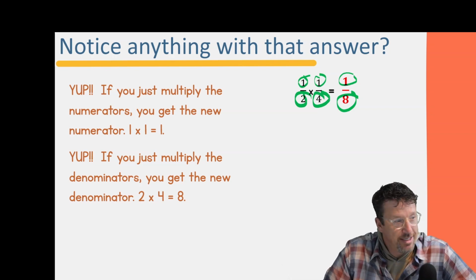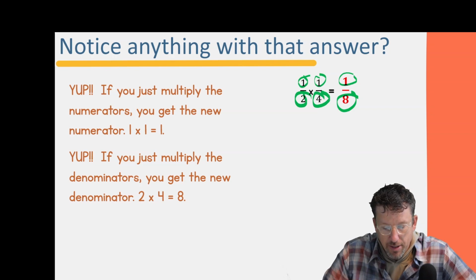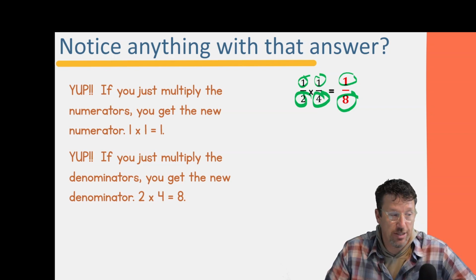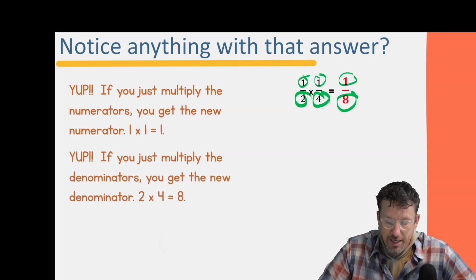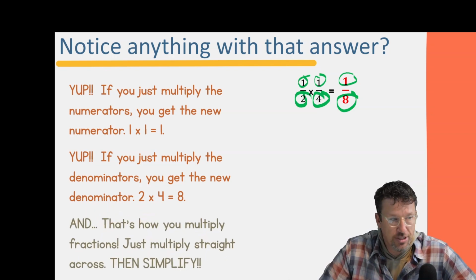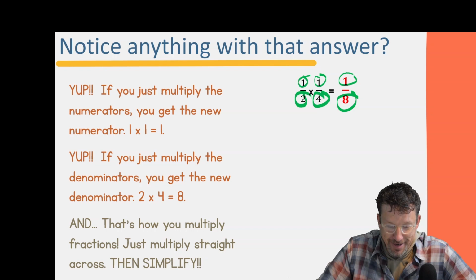So in addition and subtraction, we had to worry about getting common denominators and all that fun stuff before we could even get to the addition or subtraction. In multiplication, you don't have to. That's just how you multiply fractions. You multiply straight across. You multiply the numerators, and you multiply the denominators.